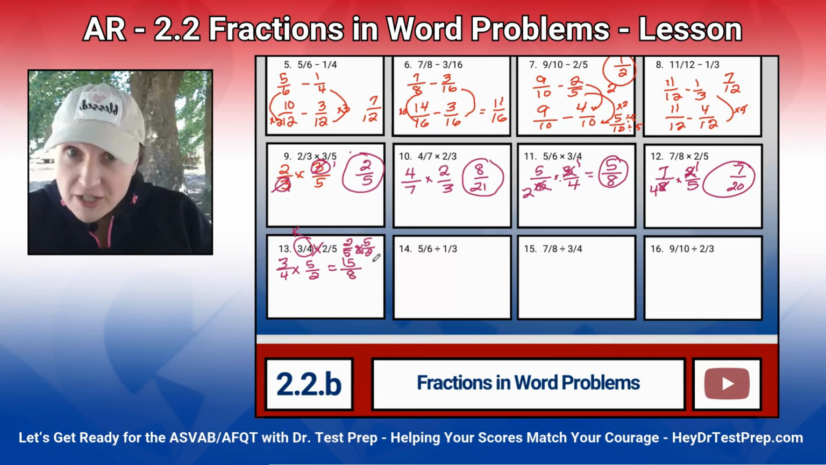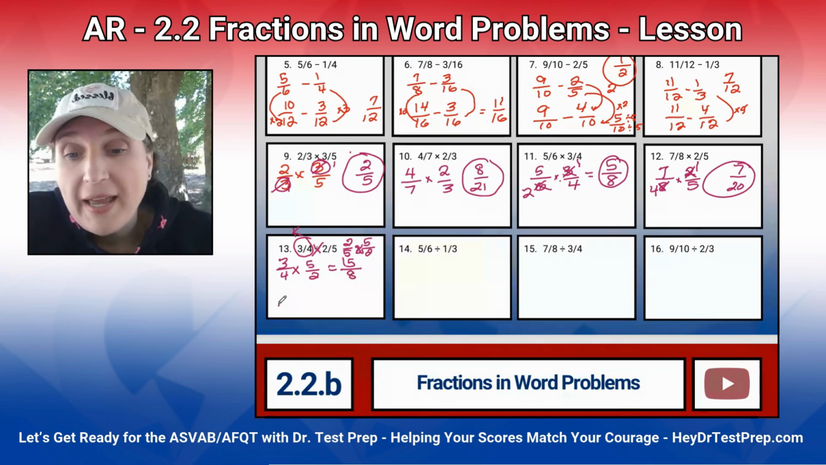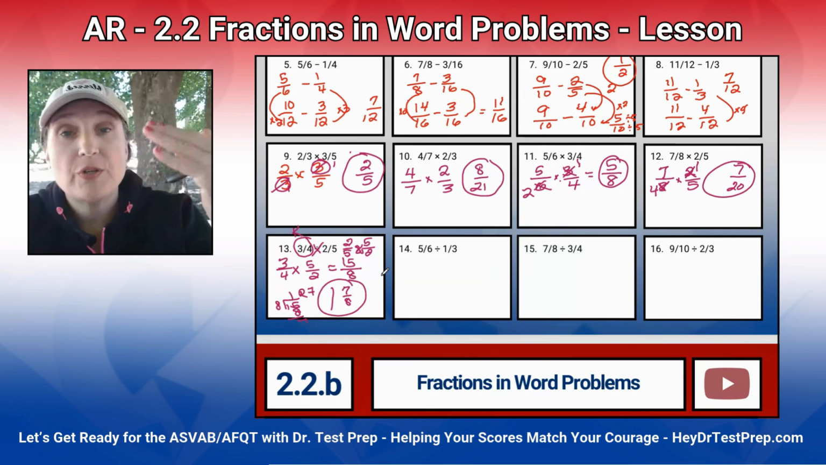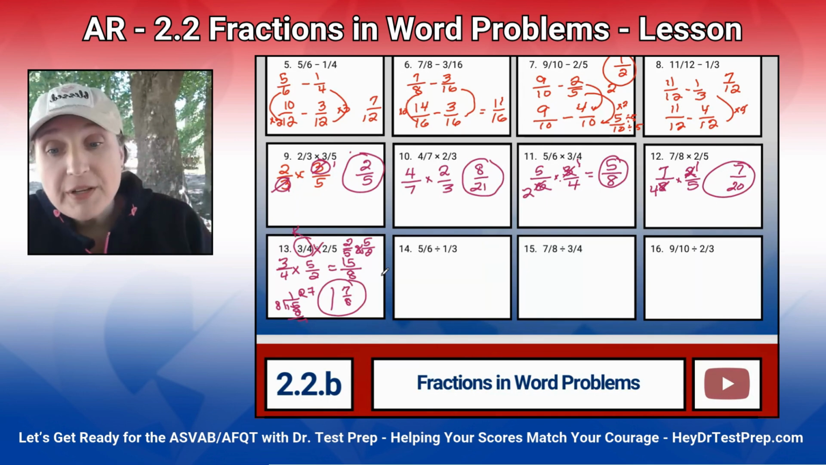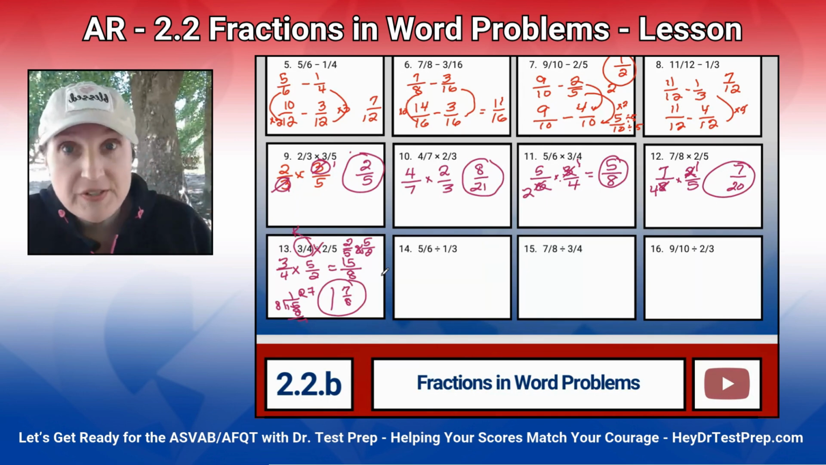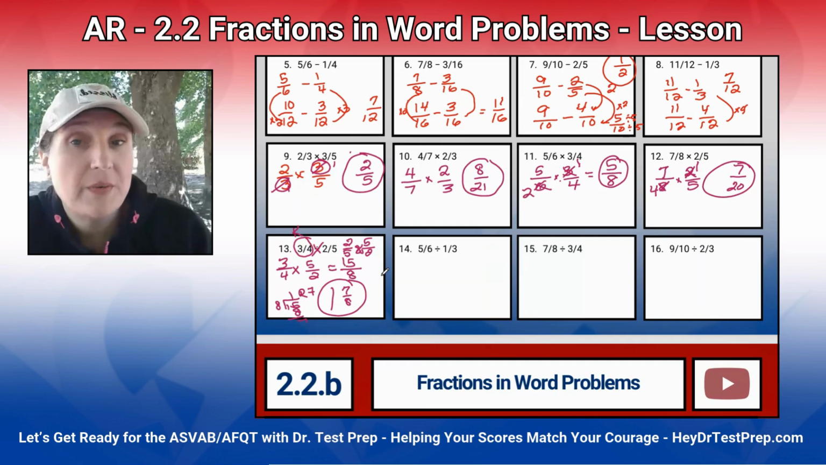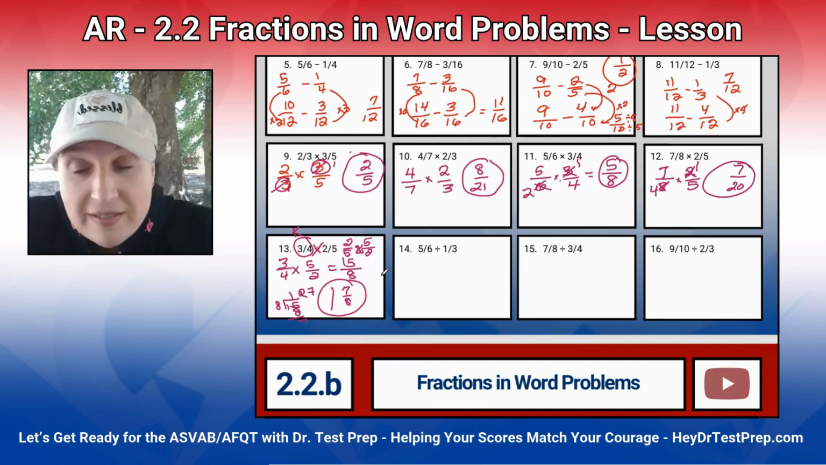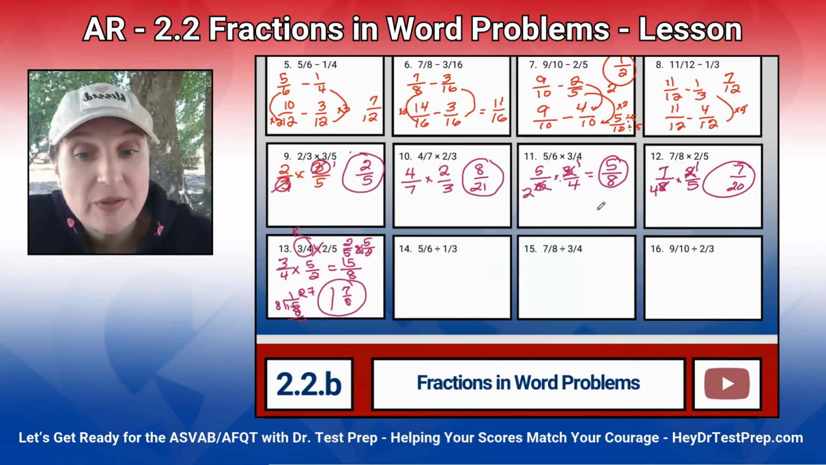Now this fraction can be reduced. 8 goes into 15 one time with 7 left over. So my fraction is 1 7/8. So 2/5 of 3/4. How many times can 2/5 go into 3/4? 2/5 can go into 3/4 1 7/8 times. I know it's crazy, but that's just how it is. All right, let's do our next one.